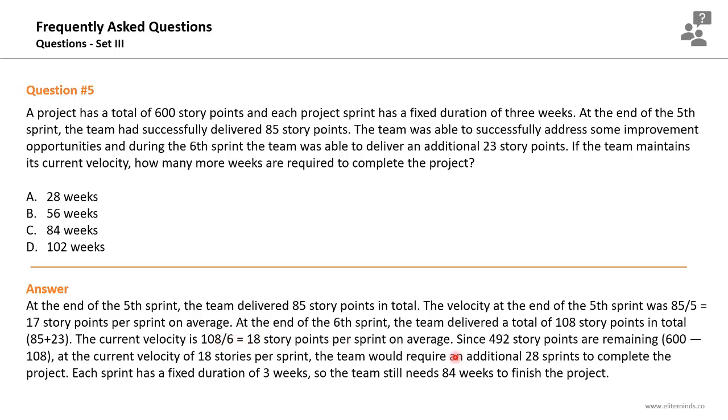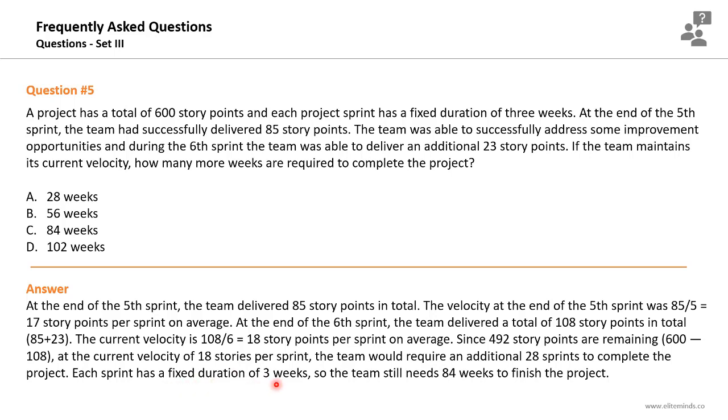Now, how many story points are remaining in the backlog? Since 492 story points are remaining, which is 600 minus 108, the ones completed, and the current velocity is 18 story points or stories per sprint, the team would require an additional 28 sprints to complete the project. 28 is 492 divided by 18 stories per sprint.